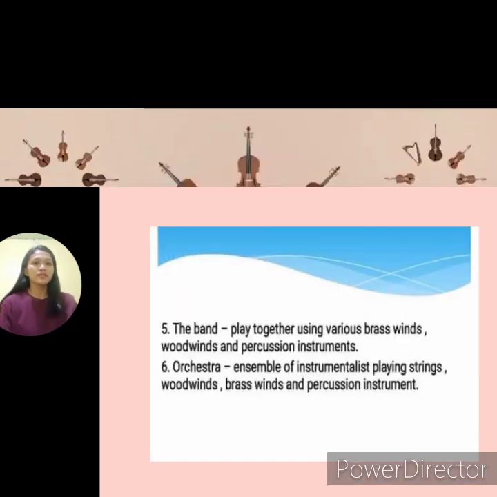The band plays together using various brass, woodwinds, and percussion instruments. So the band is played by woodwinds and percussion instruments together. Number six is the orchestra. It is a symbol of instrumentalists playing strings, woodwinds, brass, and percussion instruments.